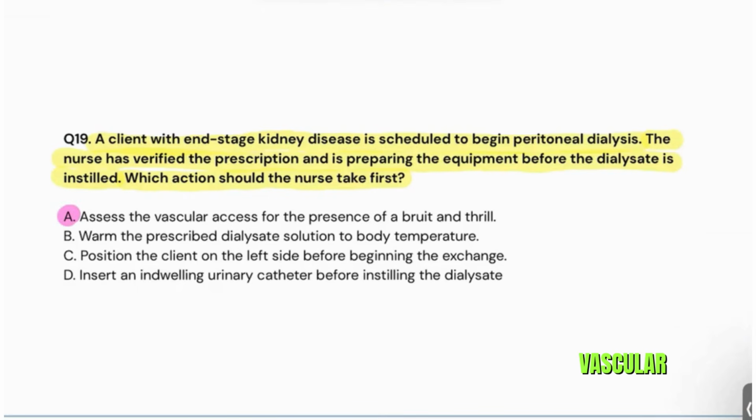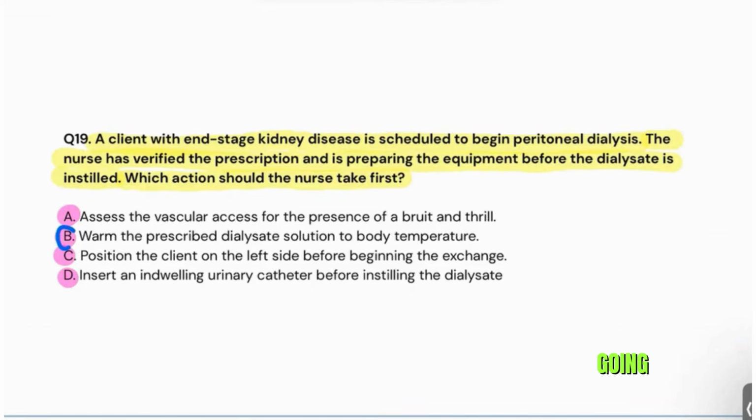A. Assess the vascular access for the presence of a thrill. Letter B. Warm the prescribed dialysis solution to body temperature. Letter C. Position the client on the left side before beginning the exchange. Or letter D. Insert an indwelling urinary catheter before instilling the dialysate. Pause the video.